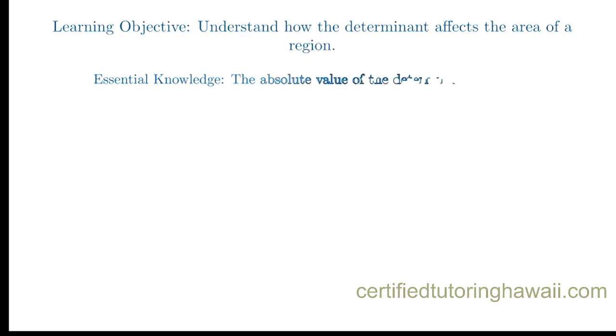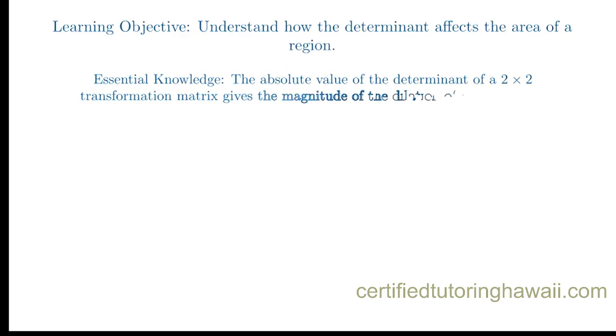We've seen how matrices can transform vectors, but what happens to an entire region, like a square or a circle? Our next objective is to understand how a transformation matrix changes the area of a region. We'll see that the determinant of the matrix provides the answer. The absolute value of the determinant of a 2x2 transformation matrix gives the magnitude of the dilation of regions in the plane. In other words, it's the area scale factor.